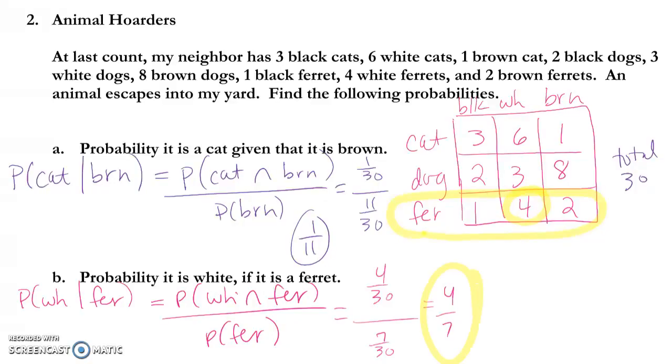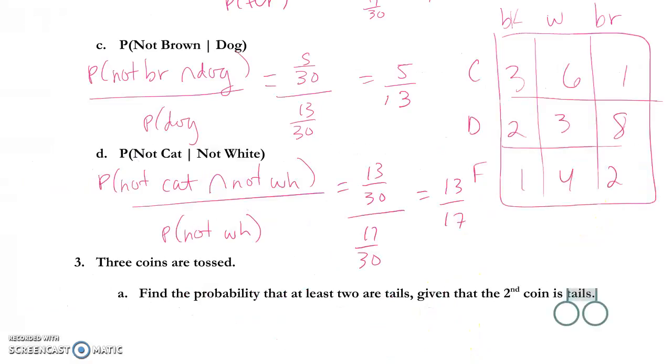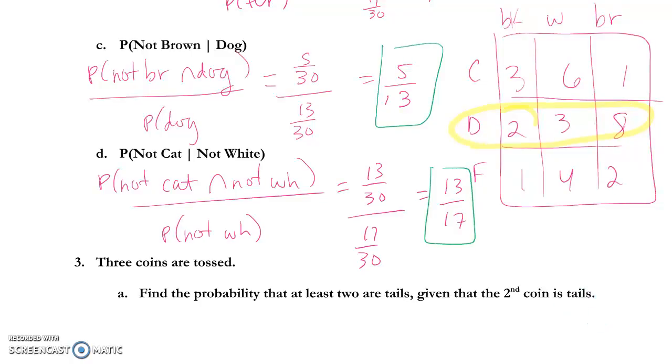Pause the video and try the next 2 on your own. Okay, for these last 2 problems, our answers are 5 over 13 and 13 over 17. Now, if you prefer the visual method, solving for part C, probability that it is not a brown dog, given that we know it's a dog, you would focus on the dog row, which gives me 13 options, and then we would find all the ways that we could not be brown, which would be 2 and 3.